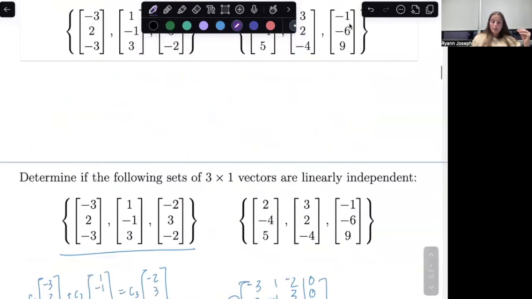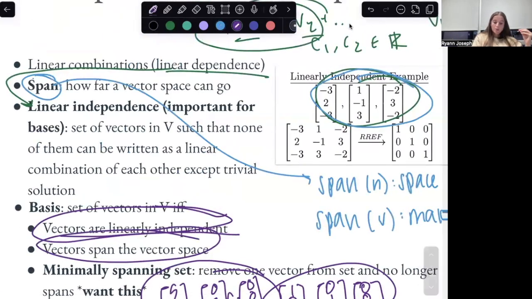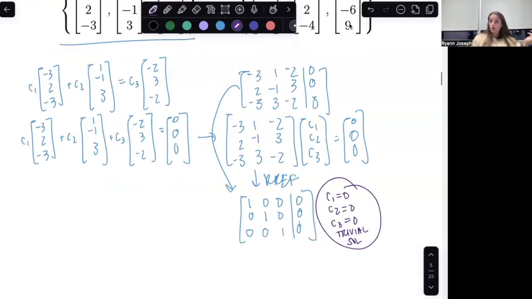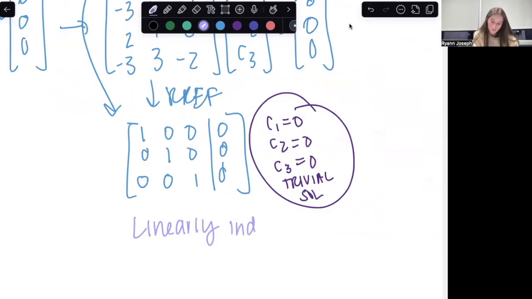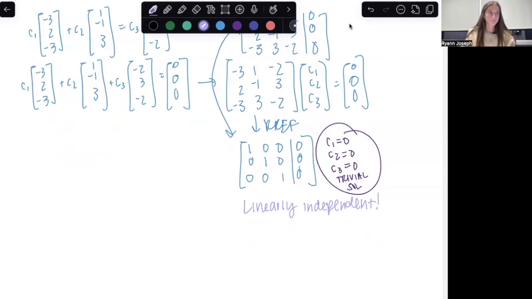Something is linearly independent when there's no solution except the trivial solution. So in this case, there's a unique trivial solution, so it is linearly independent, because there's only the trivial solution.